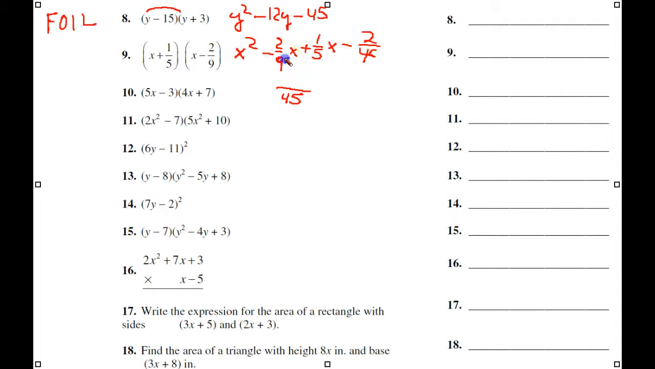Now I'm going to multiply this by a 1 in the form of 5/5. This by a 1 in the form of 9/9. So this gives me a negative 10, and this is a positive 9. So my middle term, it looks like I'm going to end up with a negative 1/45 x. And let me check that for number 9 here. Yep, that is correct.